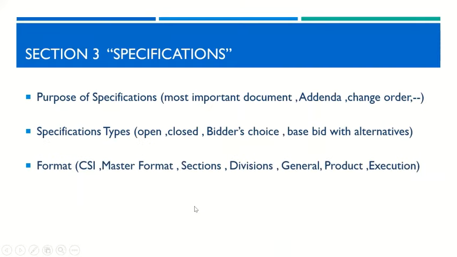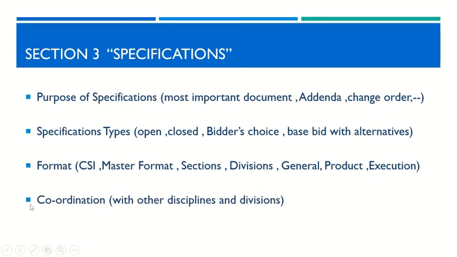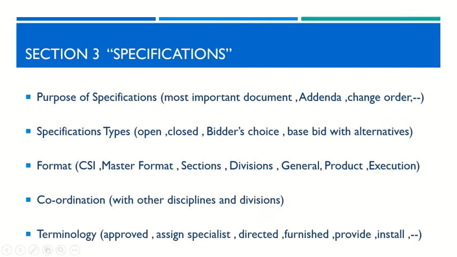The formal specification, like the Construction Specification Institute in USA, CSI, MasterFormat, sections of specifications, and where exactly plumbing holds in. Divisions: general, product, execution. These are the 3 main parts of specification. And the coordination with other disciplines like mechanical engineer, electrical engineer, civil engineer, architect, and some terminology like drawings, shop drawing, approved. In specification, we can write assigned, specialist, directed, furnished, provide, install. What is the difference between this terminology and how important they are.